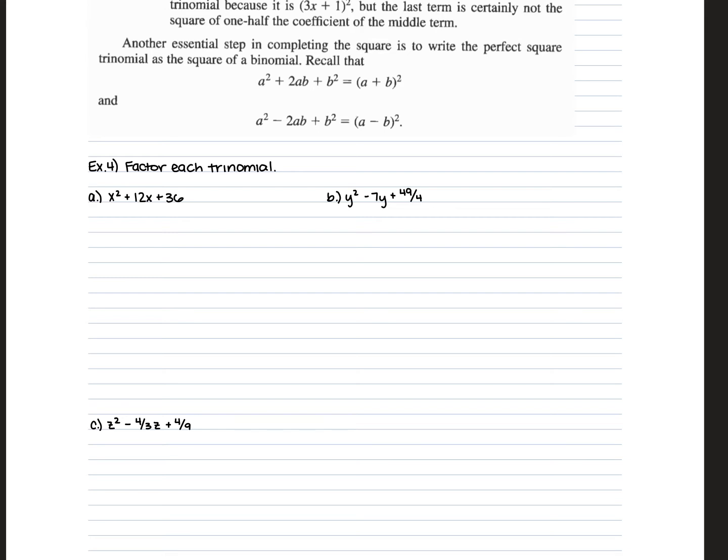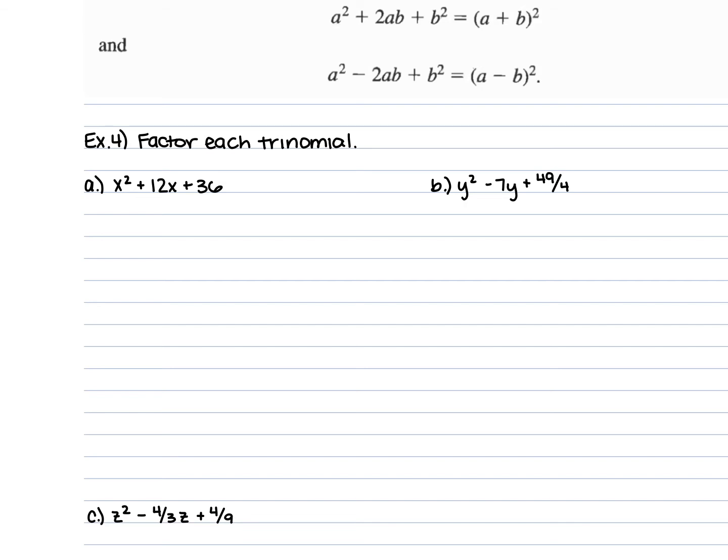So if we look at example 4a, we have x squared plus 12x plus 36. We can take the square root of that 36. It is 6. If we multiply that 6 by 2, it gives us the 12. So this has a positive in front of the 12. Our binomial is just going to be x plus 6 squared. If you also wanted to just find the factors of 36 that add up to be 12, you'd have 6 and 6. So it would factor out to be x plus 6 times x plus 6, which you can then rewrite as x plus 6 squared.